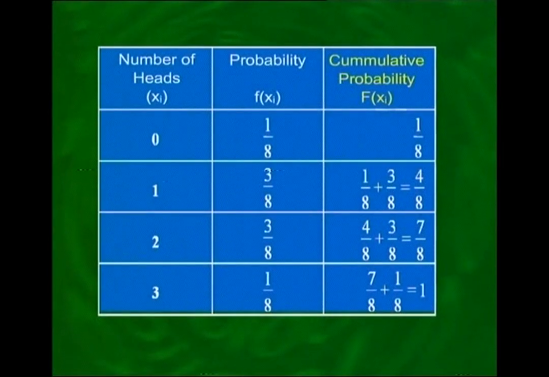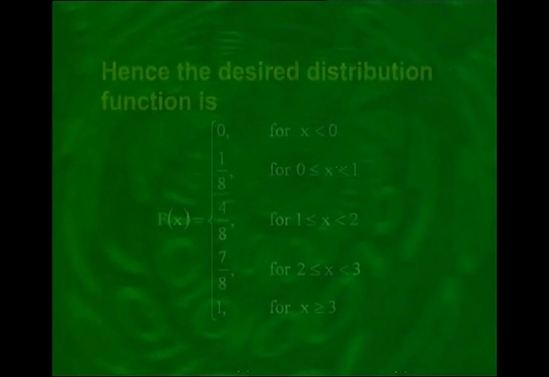So as you now see on the screen, if we cumulate the column of probabilities, we get first value 1 over 8 as it is. 1 over 8 plus 3 by 8 gives us 4 by 8. 4 by 8 plus 3 by 8 gives us 7 by 8. And 7 by 8 plus 1 by 8 is 1.